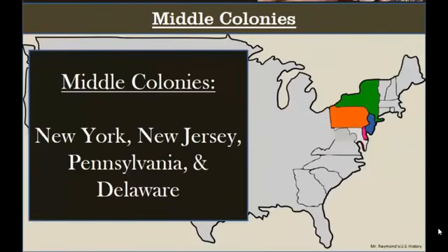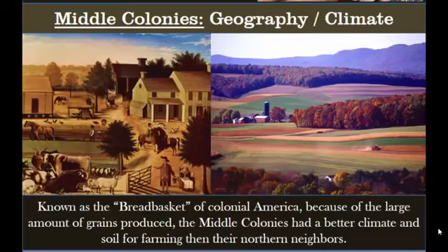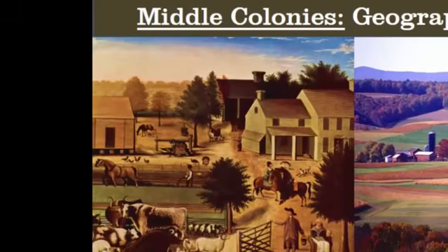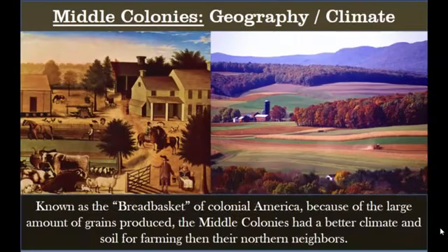The Middle colonies consisted of New York, New Jersey, Pennsylvania, and Delaware. Now, the Middle colonies had a much better climate and soil for farming than their neighbors in New England, so farming was a much bigger part of their economy. The Middle Colonies region was known as the breadbasket of the colonies for the large amount of grains they produced.